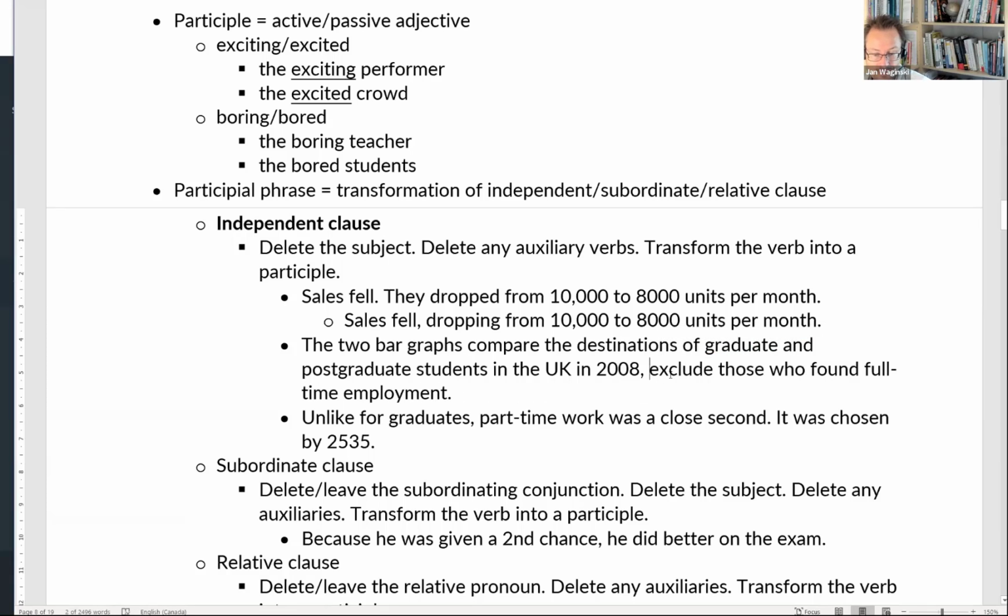We don't have any auxiliaries. And we have this present simple verb. Now, is this verb in active voice or passive voice? Active. Is it active or passive? Sorry, I just didn't hear you. Active. It's active. So we just change it into the ing. Correct. There's no auxiliary. There's no nothing in these examples.